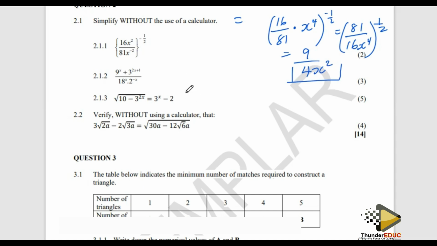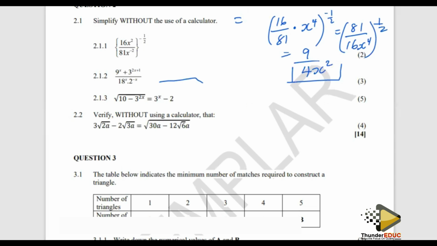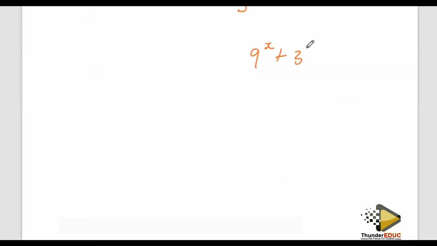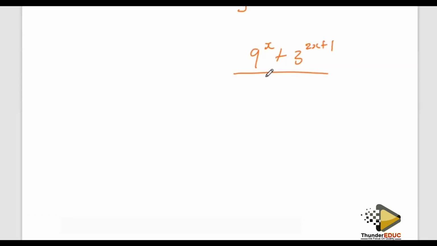Okay, then 2.1.2. It's also an exponential kind of expression. I'll say 9 to the x, I'll just jot it aside. We have 9 to the x plus 3 to the 2x plus 1, 3 to the 2x plus 1. I'm dividing everything by 18 to the x, and then 2 to the negative x.